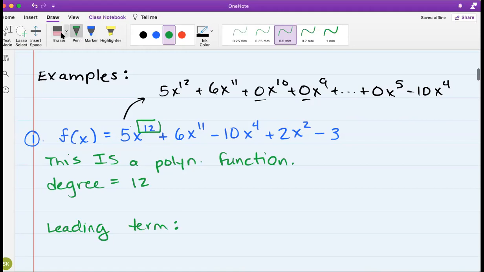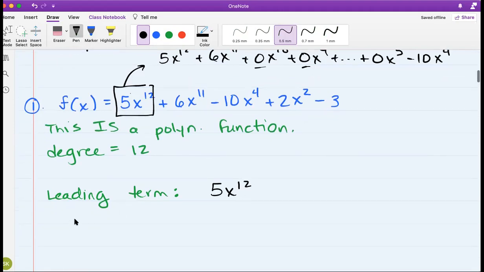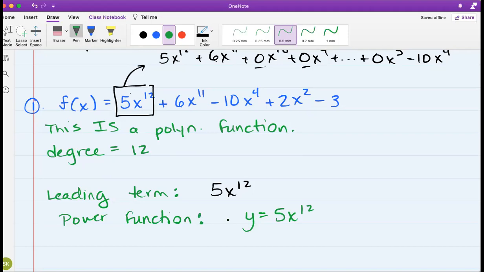And the leading term is the term in the polynomial that has the highest power, which is this one right here. So it's 5x to the 12th. And that's going to tell us that the power function that this graph resembles is y is equal to 5x to the 12th. And you're going to see that graphing something like this, 5x to the 12th, is going to be very easy, and it's going to be much easier compared to graphing this. So again, the power function, what we'll learn is it determines the end behavior of the graph, and the middle part is determined by all of this other stuff here.